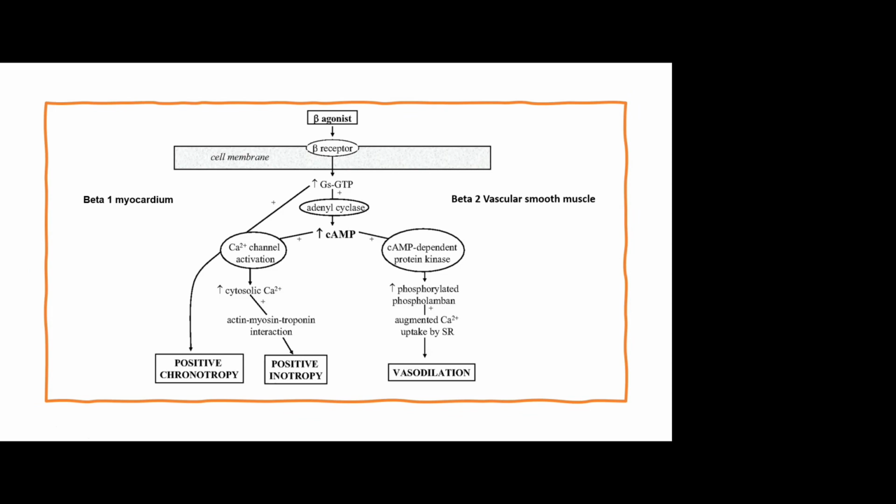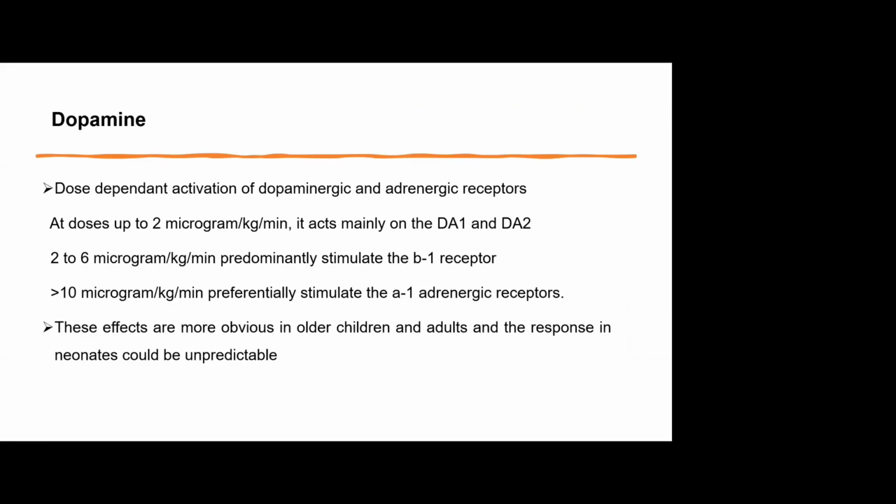So you can look at this: depending on where the receptors are located and what types of receptors they are, they bring about different actions with the same adrenergic agent. For example, with adrenaline, the majority of its effect is on the beta-1 myocardium, where it brings about positive chronotropicity and inotropicity. Whereas if it works on the vascular smooth muscle, it causes vasodilatation. Now we'll look at the individual inotropes and see how they interact and what the literature or the evidence is regarding these inotropic agents.